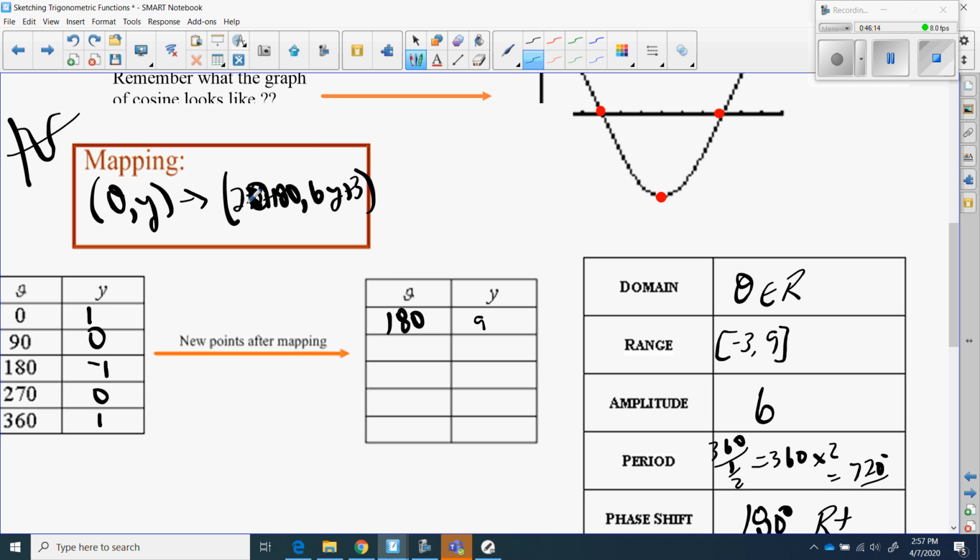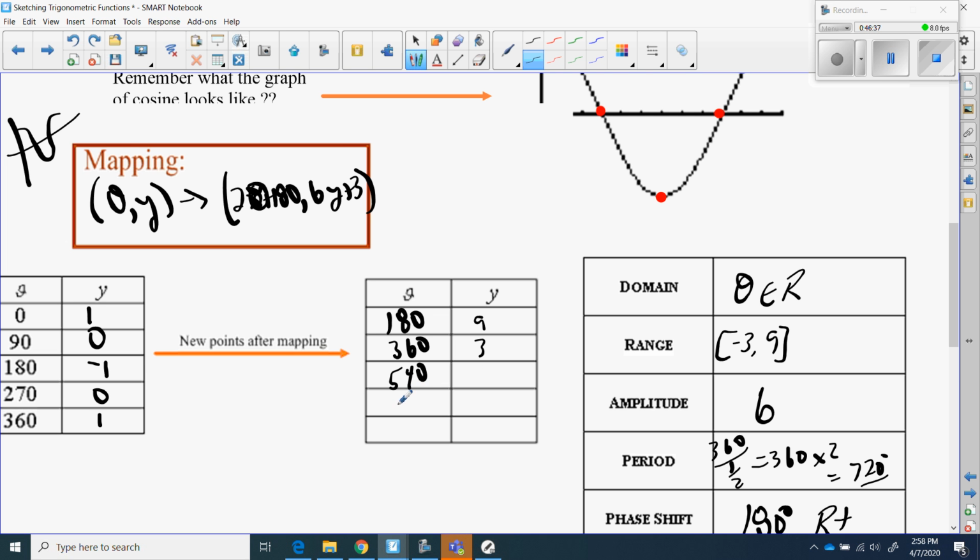90. So twice 90 is 180 plus 180. That's 360. 0. So 6 times 0 plus 3. That's going to give me 3. 180. So 2 times 180 is 360. 360 plus 180 is 540, which would be right. We're adding 180 each time.